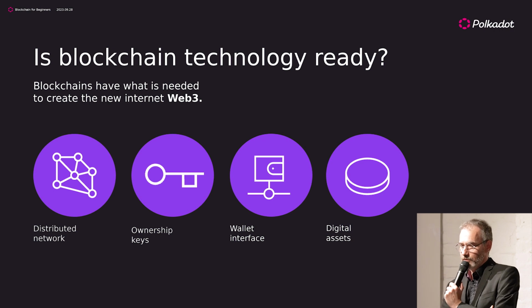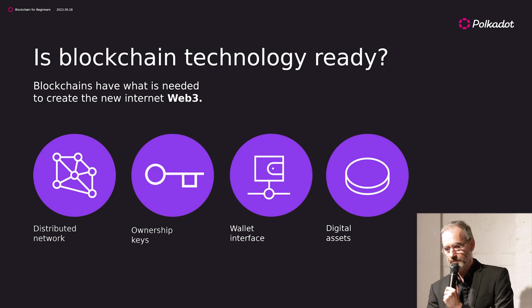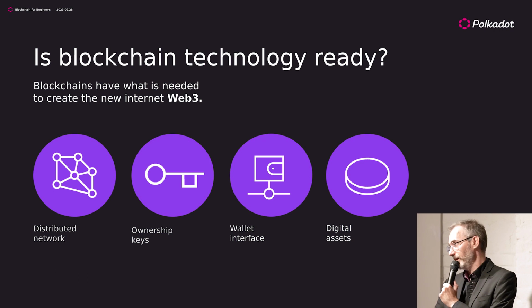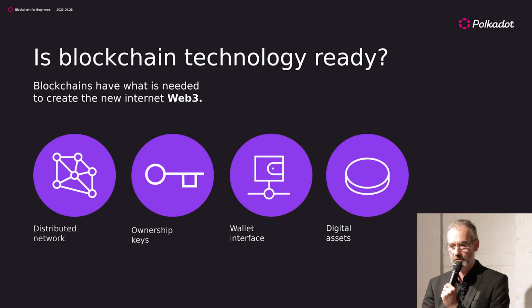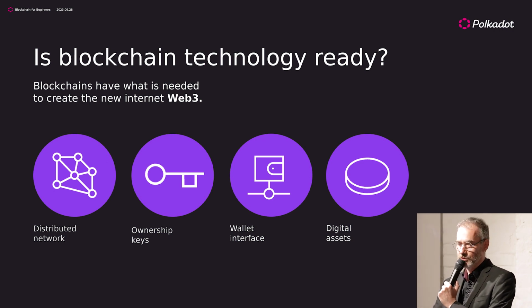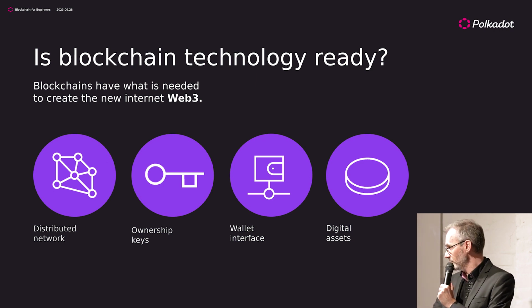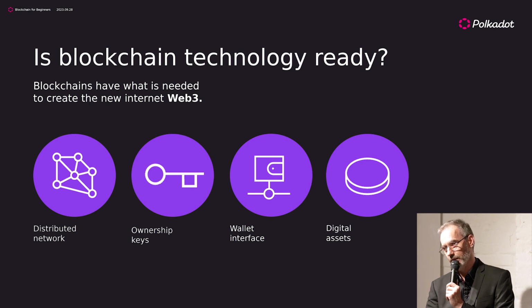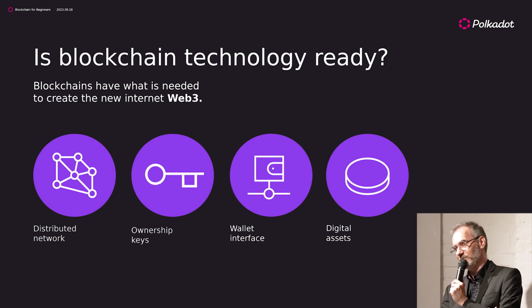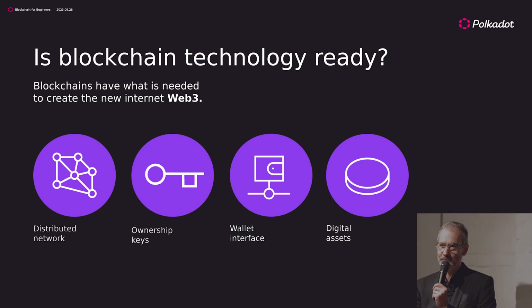So now we have seen a bunch of things. We have seen that basically blockchains are ready to create the new Internet, Web 3, and can replace the database efficiently. We have seen distributed networks, ownership, wallets, and digital currencies. Let's think about it for a moment yourself. What might be missing for mass adoption? What might be missing to make it very big? Or what's your suggestion? Or what would you like to see there?